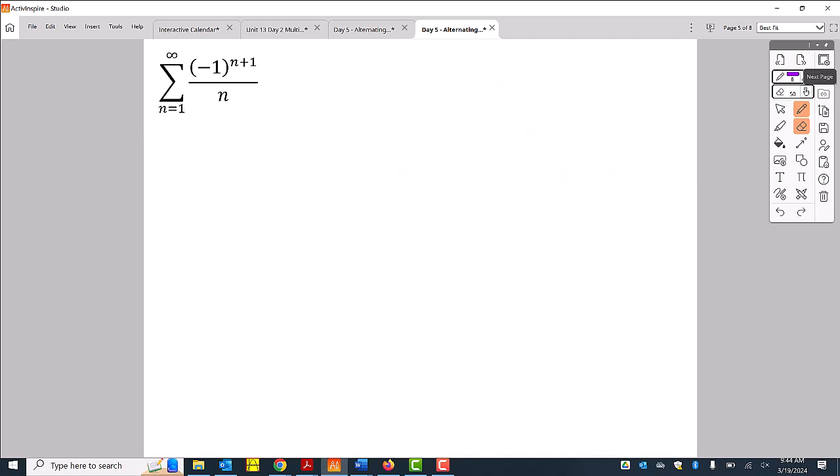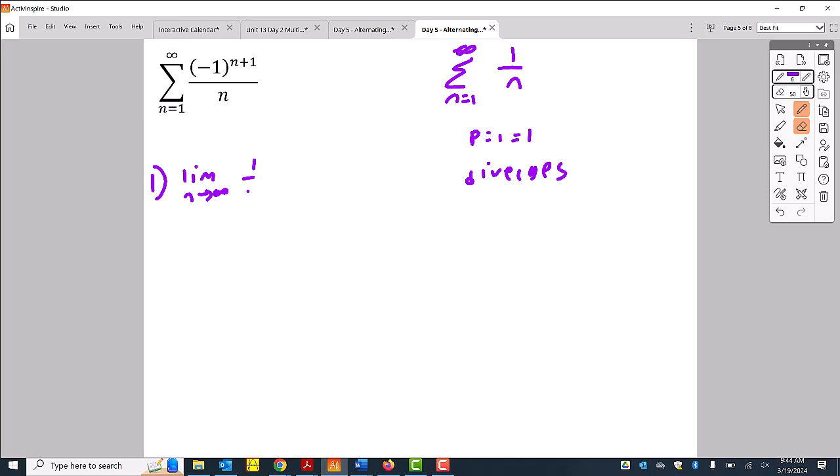Let's check this next one. All right, we'll start by getting rid of the alternating part. And we'll check this. Well, this one, if we do p series, it diverges. That tells us nothing about the alternating series. So we'll go to the alternating series now, and we'll check our two conditions. We'll say first, is the limit of the sequence without the alternating part, so 1 over n, equal to 0? Is that equal to 0? Well, yeah, as n goes to infinity, that's 1 over infinity, which equals 0.